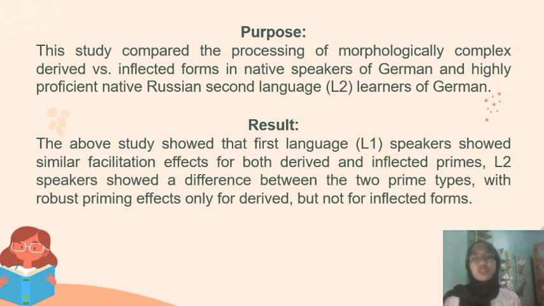And the results show that the first language speakers show similar facilitation effects for both derived and inflected primes. But the second language learner speakers show a difference between the two prime types, with robust priming effects only for derived but not for inflected forms.